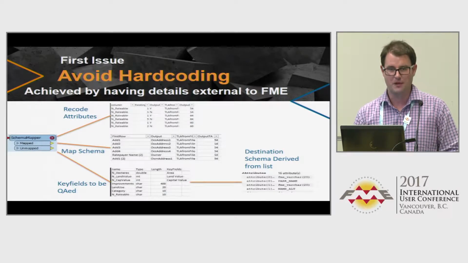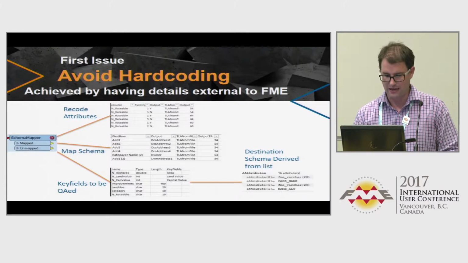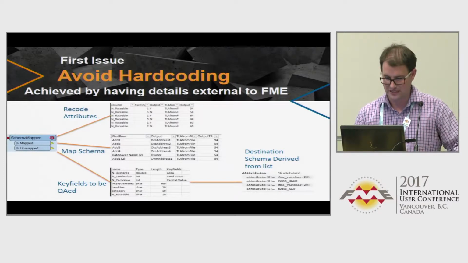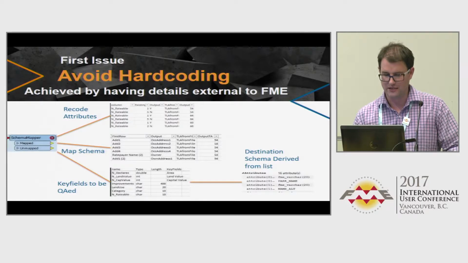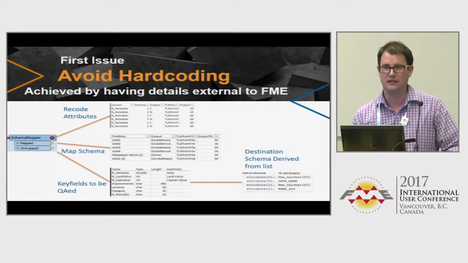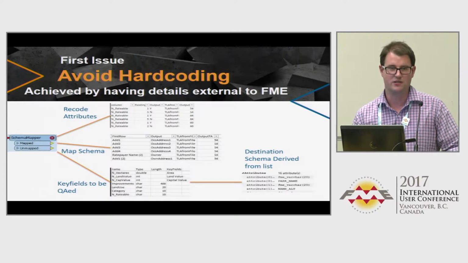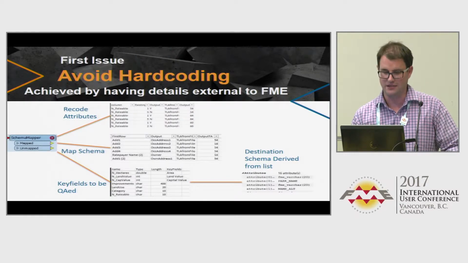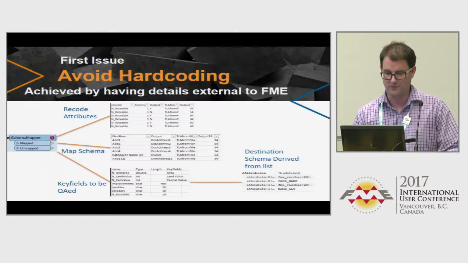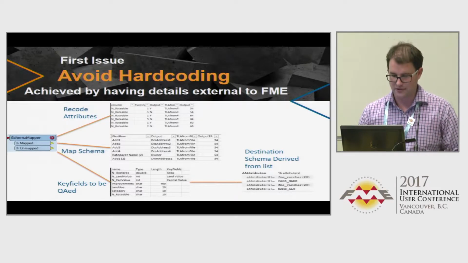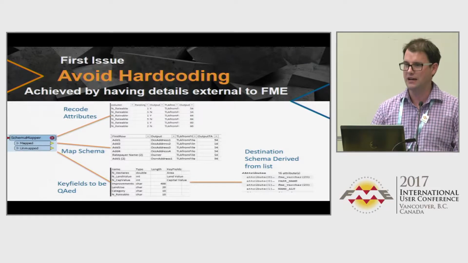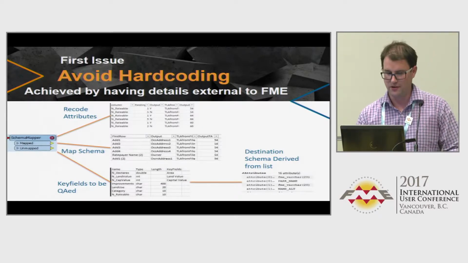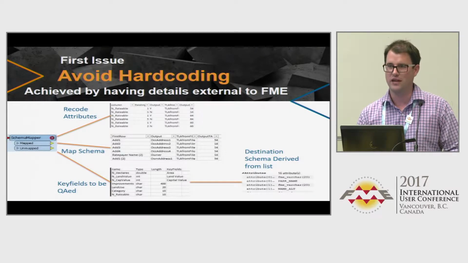We also wanted to map the schema. Actually, I'll take a step back and just say that the schema mapper is reading tables external to FME. So that could be an Excel spreadsheet or a different database, and these are different tables within that. And so the map schema again was looking at an external table, looking up what the actual name of the attribute was in the council supplied data and then what it should be.